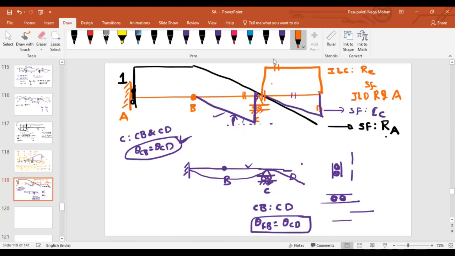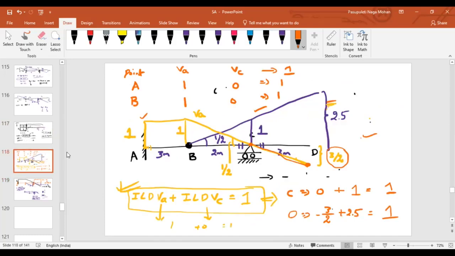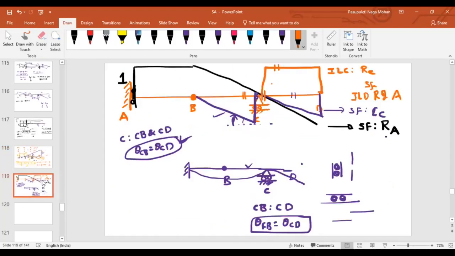So to balance that, I have to add an additional support somewhere around here. Then again, the entire diagram will change, isn't it? Yes, sir. It's all about how we arrange the supports and for which type of ILD we are drawing. Okay.